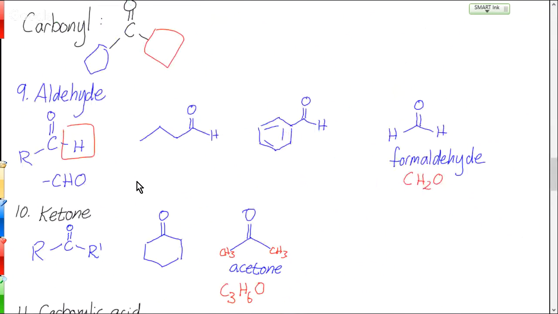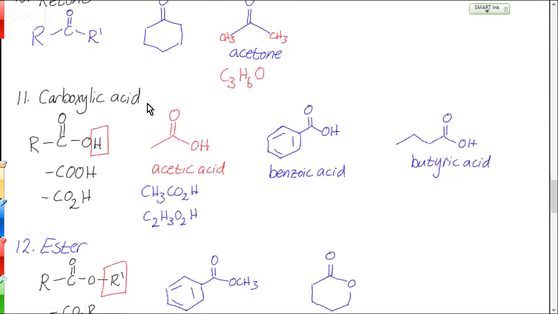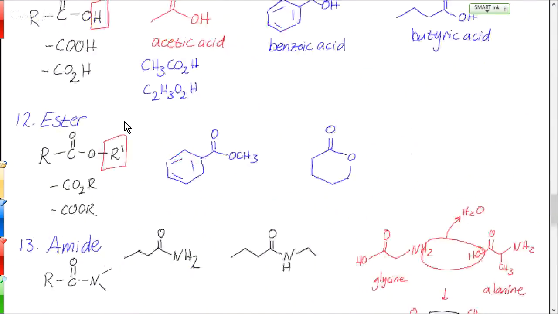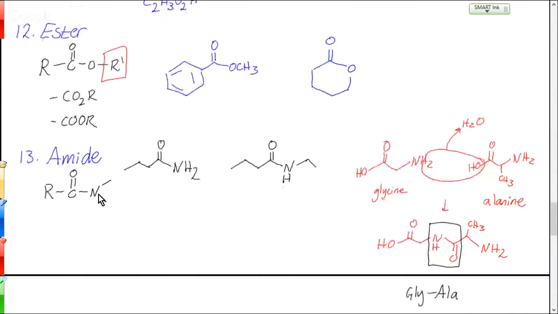And then there's all these carbonyl-based ones. So the aldehyde is the carbonyl with the H on one side. The ketone's the carbonyl with carbon on both sides. The carboxylic acid is the one with OH on one side. The ester is the one with O and carbon on one side. And the amide is the one with nitrogen on one side of the carbonyl. So that's how I group them, with the carbonyl ones separately, because those have a little bit different way of defining them.